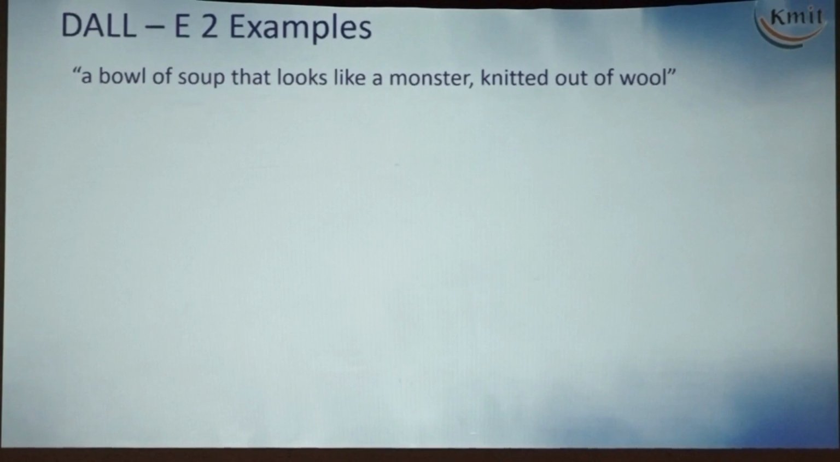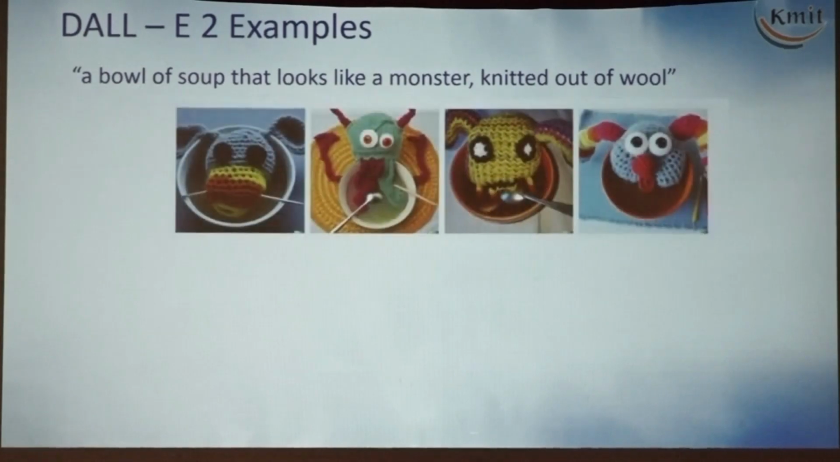This will be given to the encoder of CLIP. After that it will be given to the diffusion model by taking the related images. It will take the bowl images, the soup images, the monster images and the wool images. It will collect all those images and give the features. All these features will be given. From those features, it will generate how it is visible inside your brain. It will be like this.